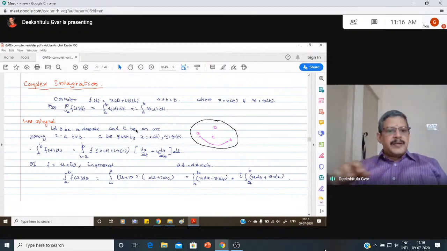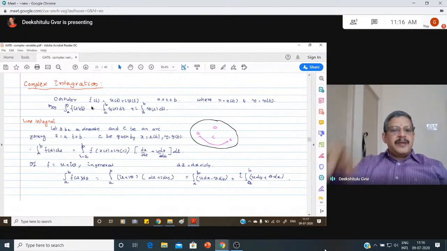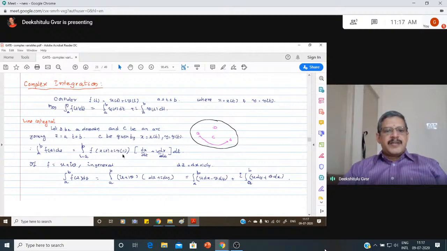Then the integral from a to b of f of z dz is equal to the integral from t equals a to b of u of t plus i into v of t, times dx by dt plus i dy by dt. So forget about this, a simpler way: integral a to b f of z dz, if f is u plus iv, then u plus iv into dz, where z is x plus iy, so dz becomes dx plus i dy. If you multiply these two things and separate the real and imaginary parts, the real part is u dx minus v dy plus i into v dx plus u dy.